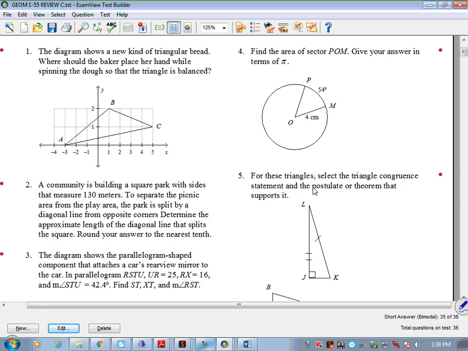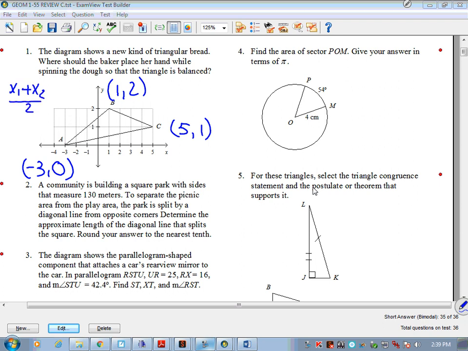But before I can use the midpoint formula, I actually need the x and y coordinates of each of the 3 points. So I need to know that this is -3, 0. I need to know that this is 1, 2. I need to know that C over here is 5, 1. And then I need to know that the midpoint formula is going to use those x coordinates and the y coordinates to set up x sub 1 plus x sub 2 divided by 2, and y sub 1 plus y sub 2 divided by 2 in order to find these.